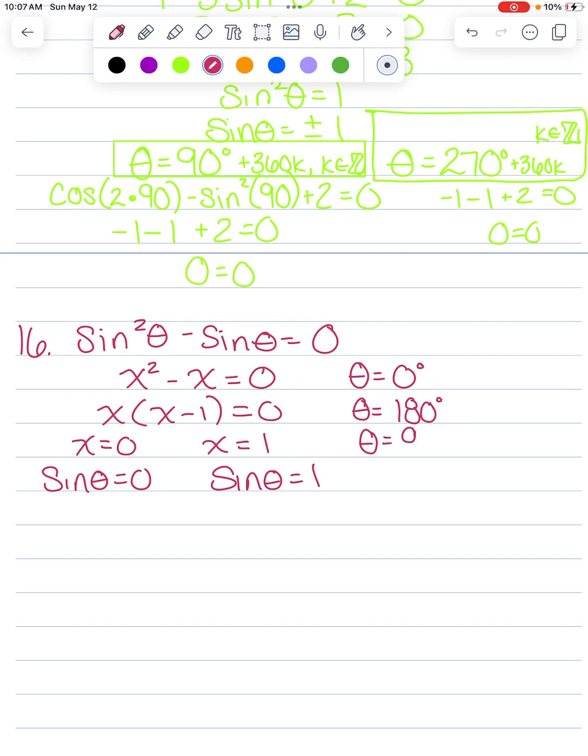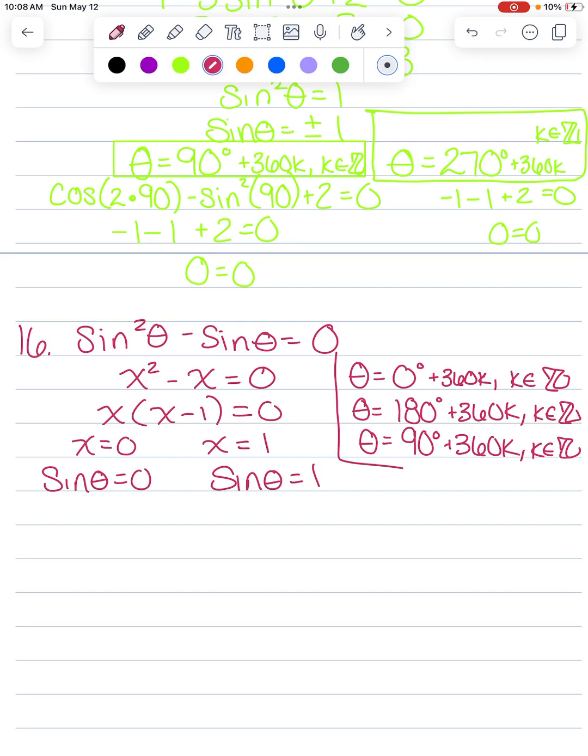Sine is 1 at 90 degrees. Okay, so plug these back in, and yep, they all work. So plus 360k, k is an integer. Plus 360 degree k, k is an integer. Plus 360 degree k, k is an integer.